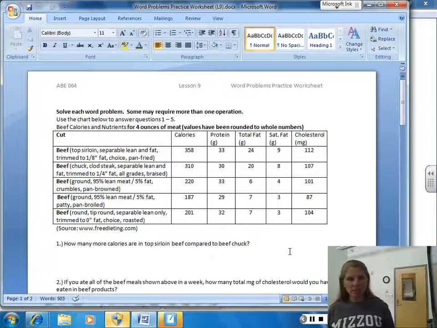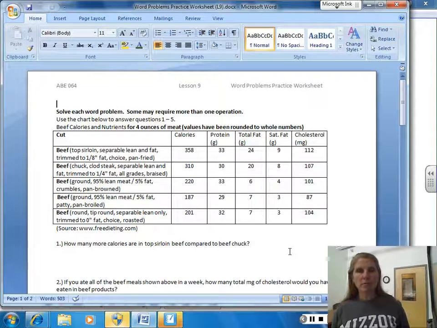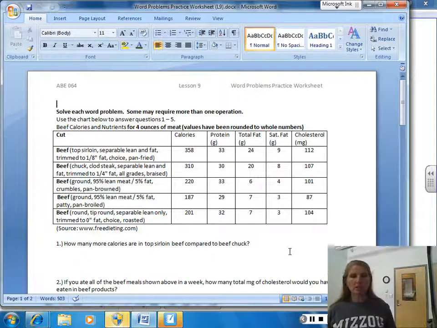So let me ask you a question about the chart. If you were looking for the type of meal you could eat, the beef meal that had the fewest amount of calories, which one would you choose? The fewest amount of calories is 187. That's the smallest number, so you would choose beef pan-broiled.